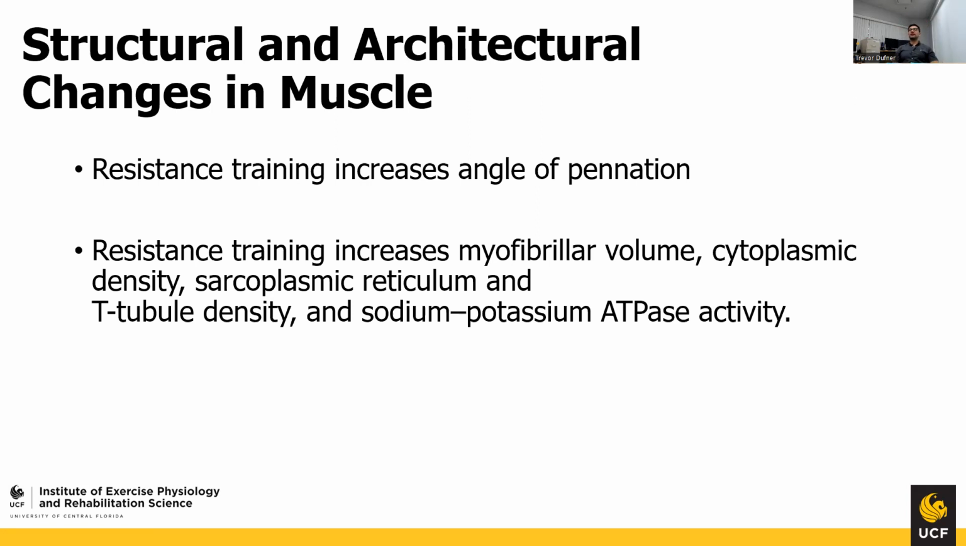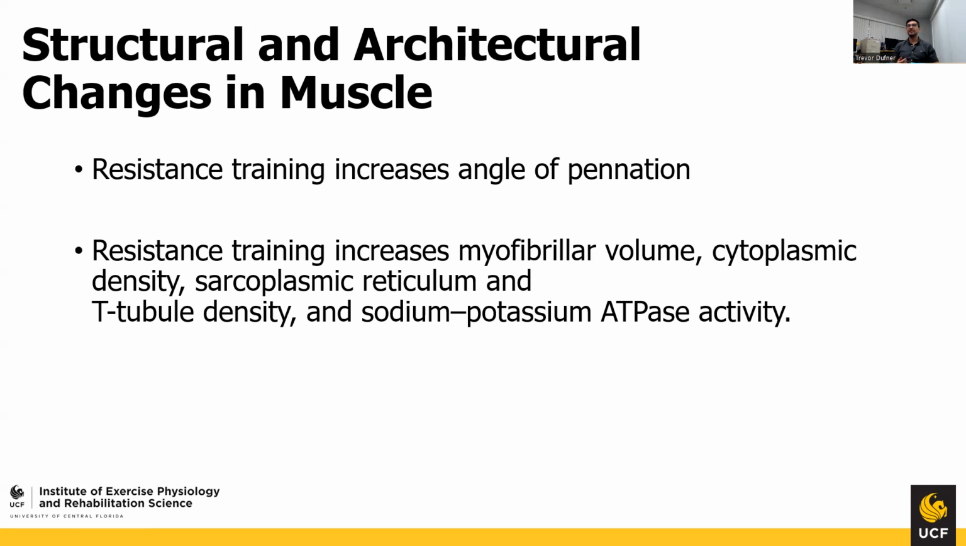Resistance training also increases myofibril volume, cytoplasmic density, sarcoplasmic reticulum and T-tubule density, and sodium potassium ATPase activity. If you're increasing the myofibril volume, you're increasing the contractile units, so more myosin, more actin, which means more force generating capacity. If you're increasing the sarcoplasmic density, that means more readily available energy sources right there. Your muscles rely very heavily on glucose to produce ATP, which produces force, right? So if you have a lot more readily available glucose right there, you can produce more force and therefore potentially have higher strength, or at least be more fit.